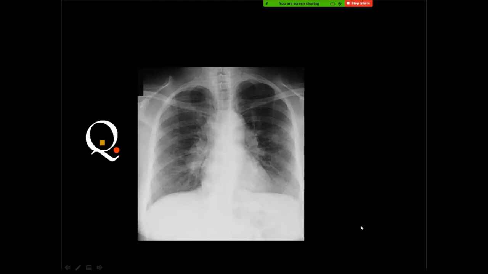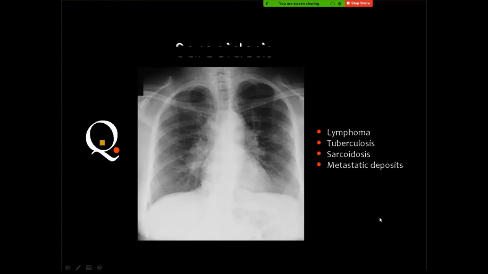Hilar lymph nodes. Yes. What do you think? Minor lymph nodes. Sarcoid. TB. No, no. There are 4 possibilities for the lymphadenopathy: 2 inflammatory, TB and sarcoid, and 2 neoplastic, lymphoma and metastasis. If the hilar nodes are bilateral and symmetric, sarcoid. Yes, and these are the nodes of sarcoid.